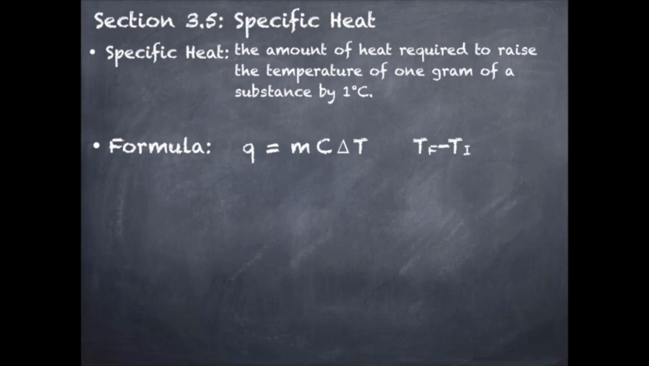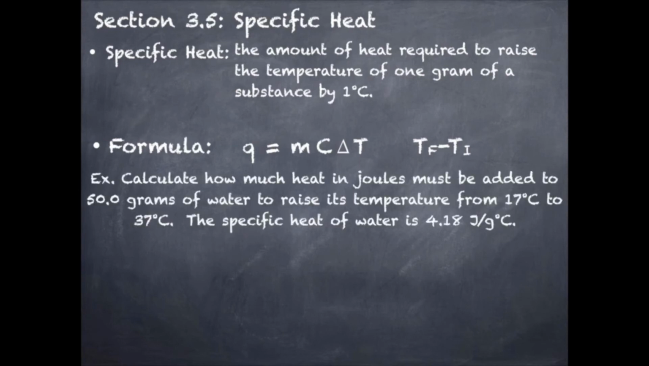So, for example, if you start off at 10 degrees Celsius and the temperature increases to 20 degrees Celsius, the change in temperature would be 10. However, if you start off at 20 degrees Celsius and you decrease the temperature to 10 degrees Celsius, the change in temperature will be negative 10 degrees Celsius. So let's look at an example.